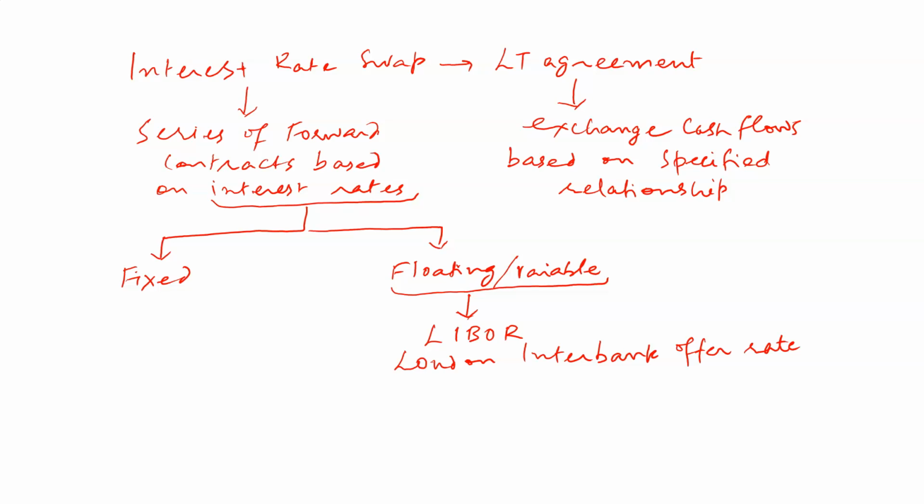So this is just a brief description of an interest rate swap. We can see it as a series of forward contracts that are based on interest rates, or we can see it as a long-term agreement to exchange cash flows, which are based on some specific relationships. And then we have said that interest rates can be broadly of two types, fixed or floating. Ladies and gentlemen, the question then now changes to why the parties which come together for an interest rate swap would be motivated to do so.